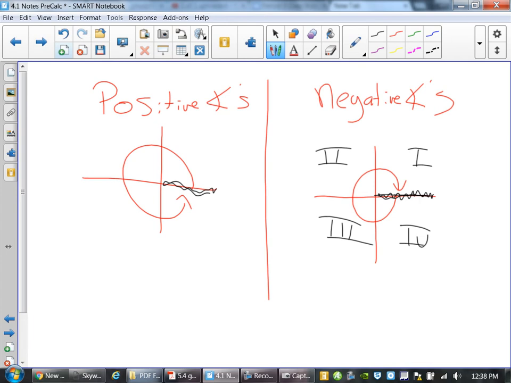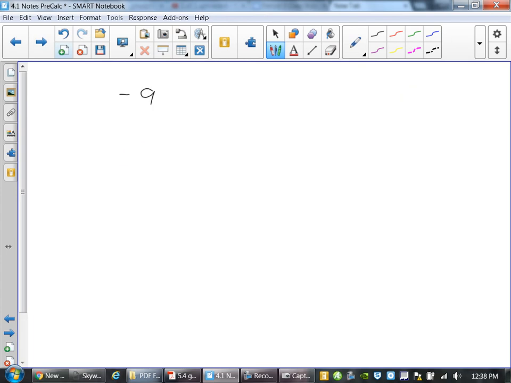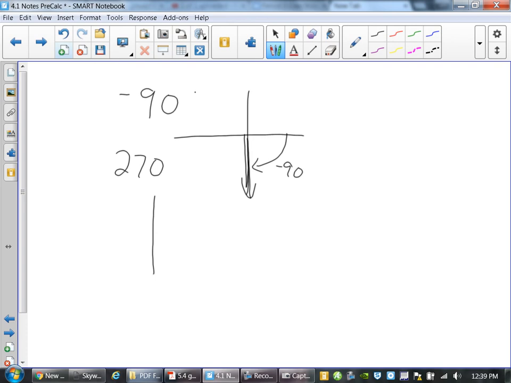Would you be going 90 or would it be 270? If it says negative 90, if I'm going to go negative 90 degrees, how I would mark that is I would draw it like this. That's negative 90 degrees. But if I would say 270, I would draw it like this. That's what that would look like. Does that make sense? It just tells you the direction that you're going. Okay.